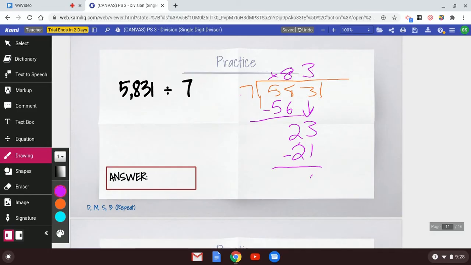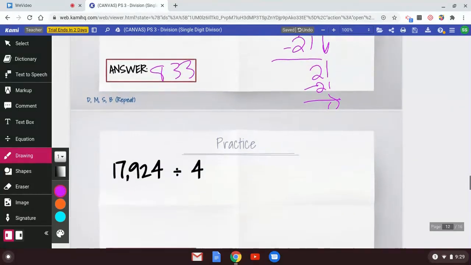If you're struggling, you may want to pull out a multiplication chart to help you. Look at your 7 row and see if you can get to 21 or close to it. And we can get to it. 3 times 7 is 21. So my answer, I ignore that x, is 833. It's okay to use that multiplication table if you need it.